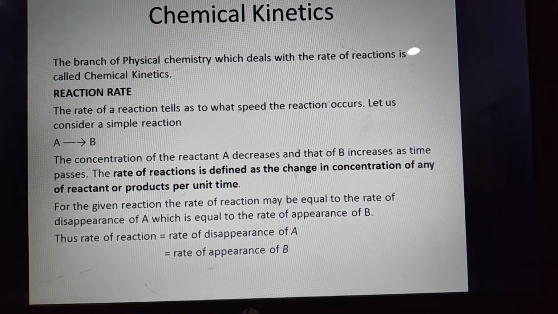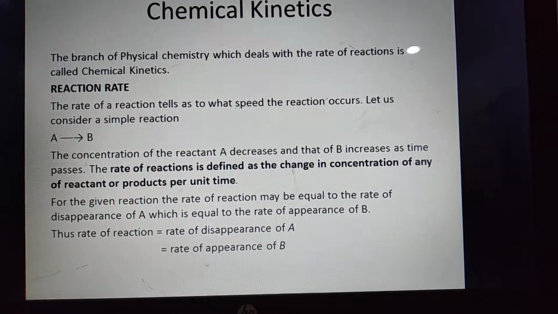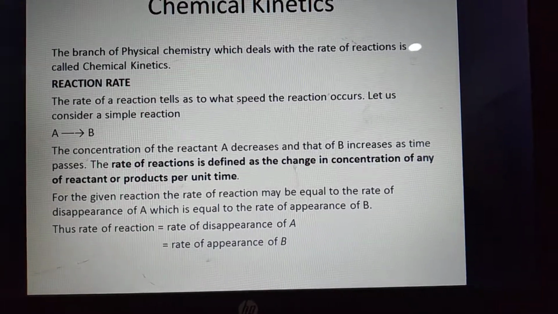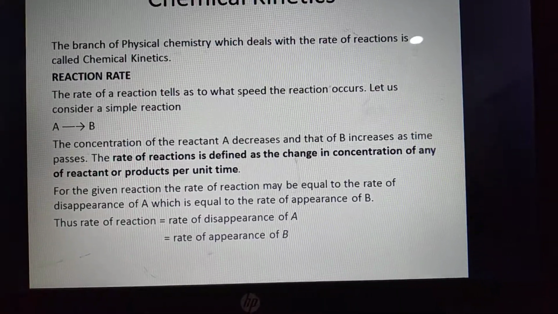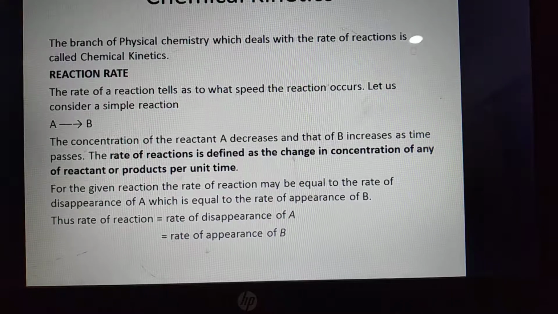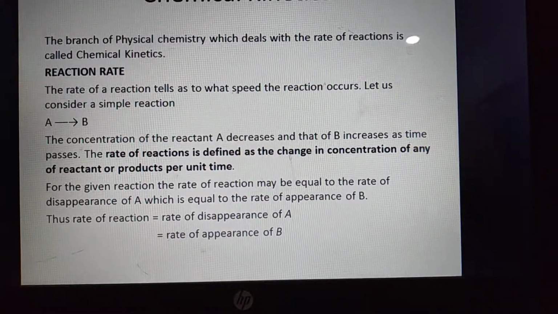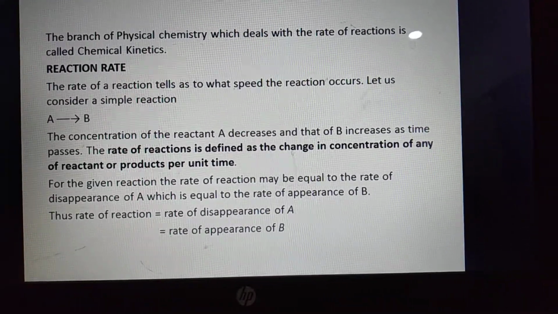The rate of reaction tells us the speed at which the reaction occurs. Let us consider a very simple reaction: A is converted into B. In this reaction, A is the reactant and B is the product, and the concentration of reactant A decreases and that of product B increases as time passes.